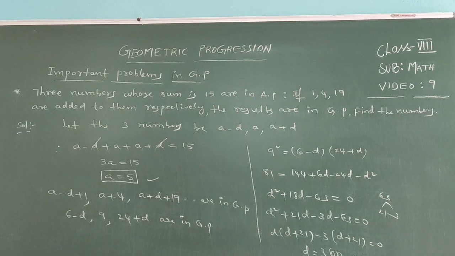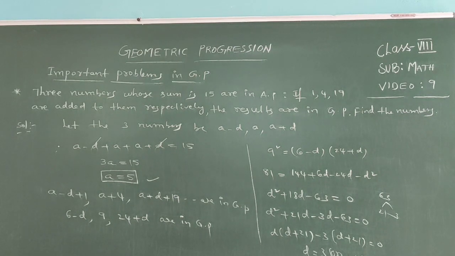If you multiply 6 minus d and 24 plus d, you will get 144 plus 6d minus 24d minus d square. If you transpose this, d square plus 18d minus 63 equals 0. 63 in terms of 18 means 21 times 3. So d equals 3 or minus 21.